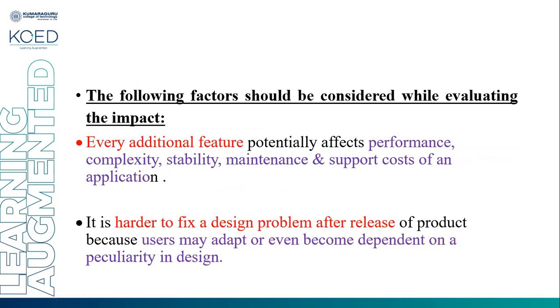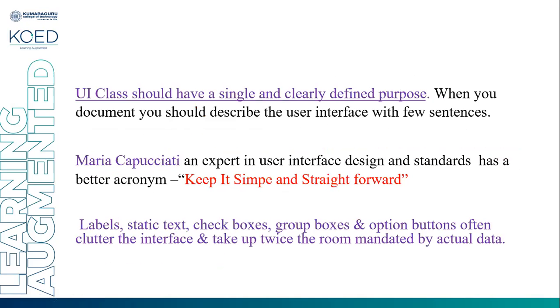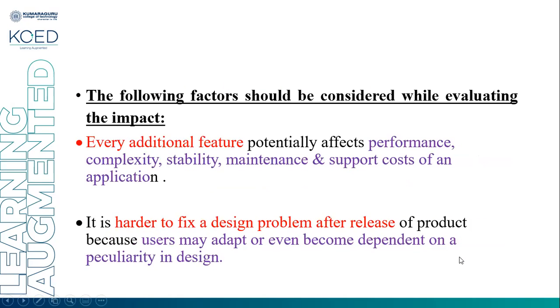So don't make your interface complex. Keep it simple and straightforward. Labels, static text, checkboxes, group boxes, and option buttons often clutter the interface and take up twice the room mandated by the actual data. If you have too many controls, this unnecessary control creates clutter on your screen and takes up twice the room mandated by the actual data.